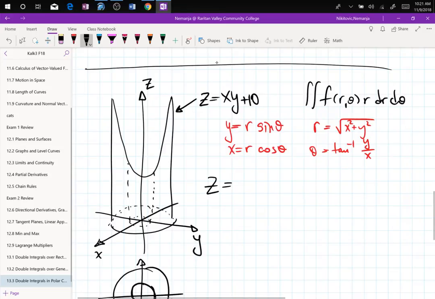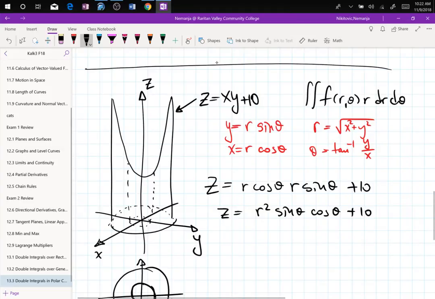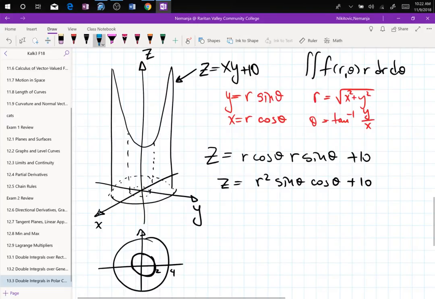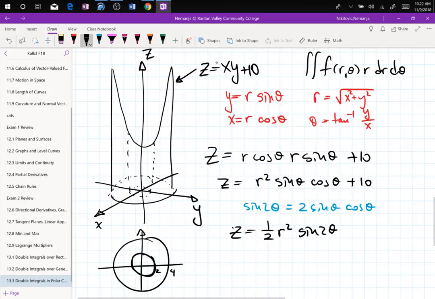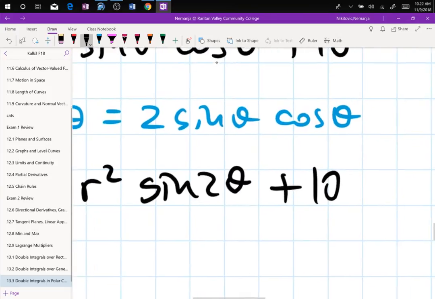So z is equal to r cosine theta times r sine theta plus 10. Z is equal to r squared sine theta cosine theta plus 10. Now we're going to use a trig identity: sine 2 theta is 2 sine theta cosine theta. Look at the right-hand side: you have sine, cosine. So just move the 2 to the left, it becomes 1/2. So z equals 1/2 r squared sine 2 theta, plus 10, and the conversion is done. Please pay attention, right there it says plus 10.